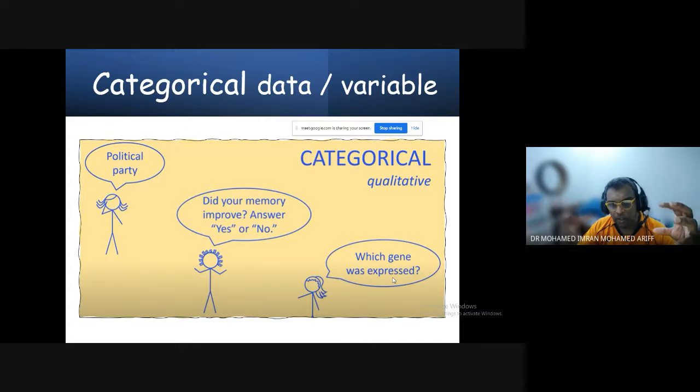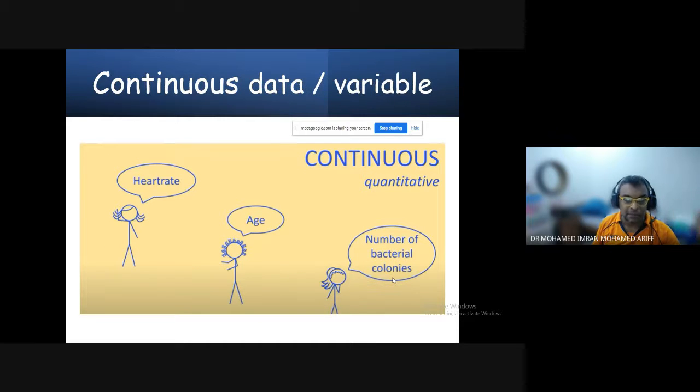So categorical data ni, there is no numbers which can represent it. Okay, there is no numbers. Kalau continuous data, there are numbers. Okay, heart rate, age, lepas tu what else? The number of times you cycle per week. Okay, there's numbers for it.